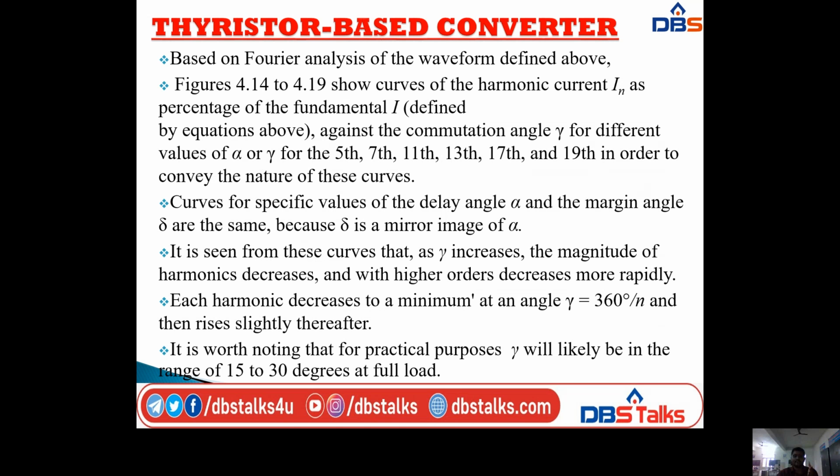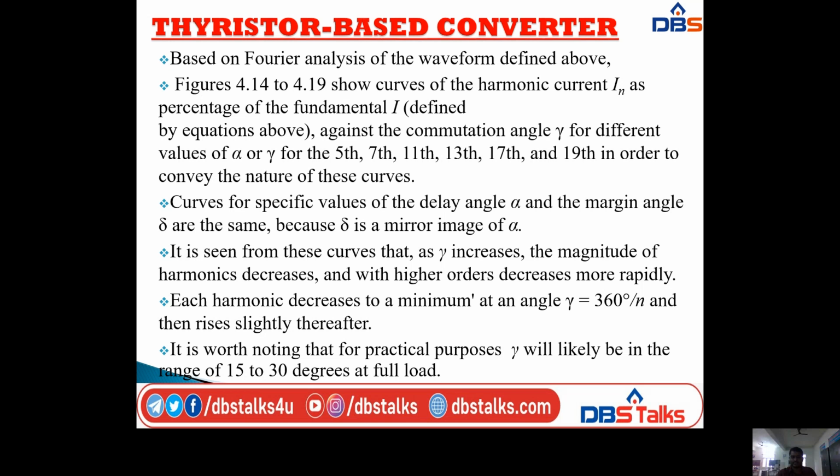And next, based on the Fourier analysis of the waveform defined above, the figures 4.14 to 4.18, actually we have the total 5 diagrams, show curves of the harmonic current IN as percentage of the fundamental I against the commutation angle gamma for different values of alpha or delta, for the 5th, 7th, 11th, 13th, 17th and 19th, in order to convey the nature of these curves.